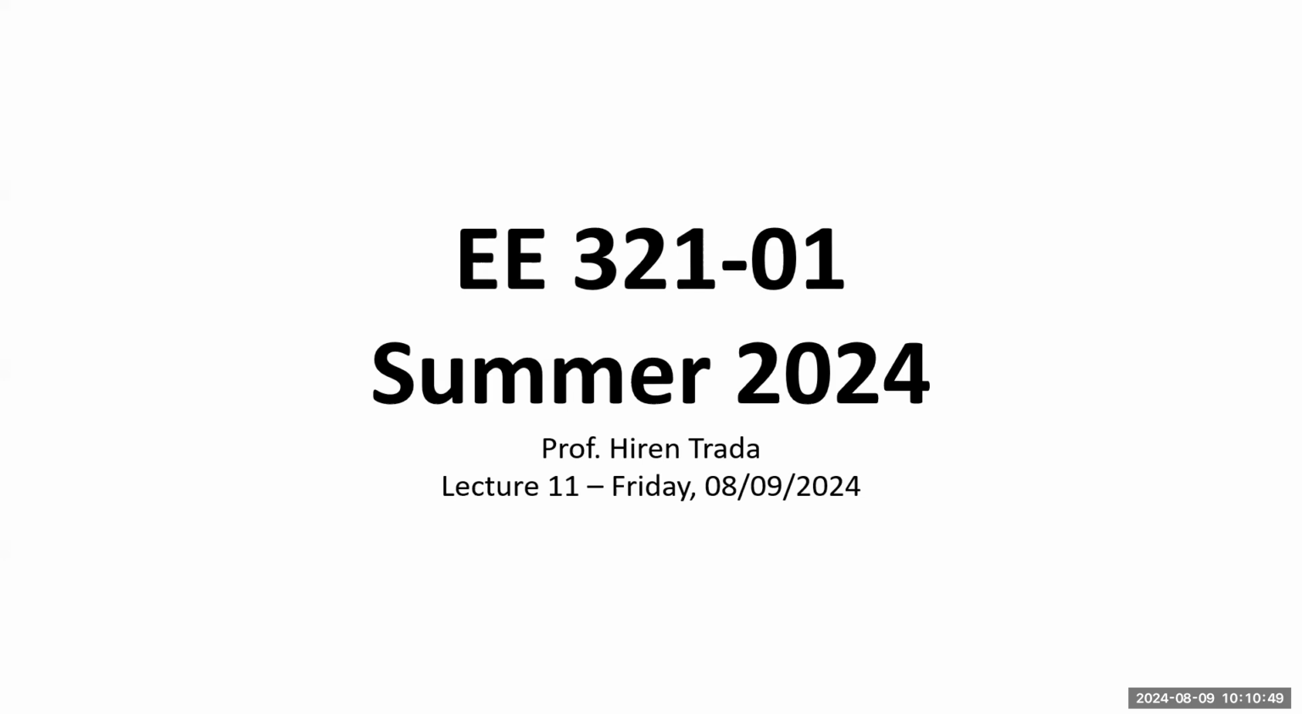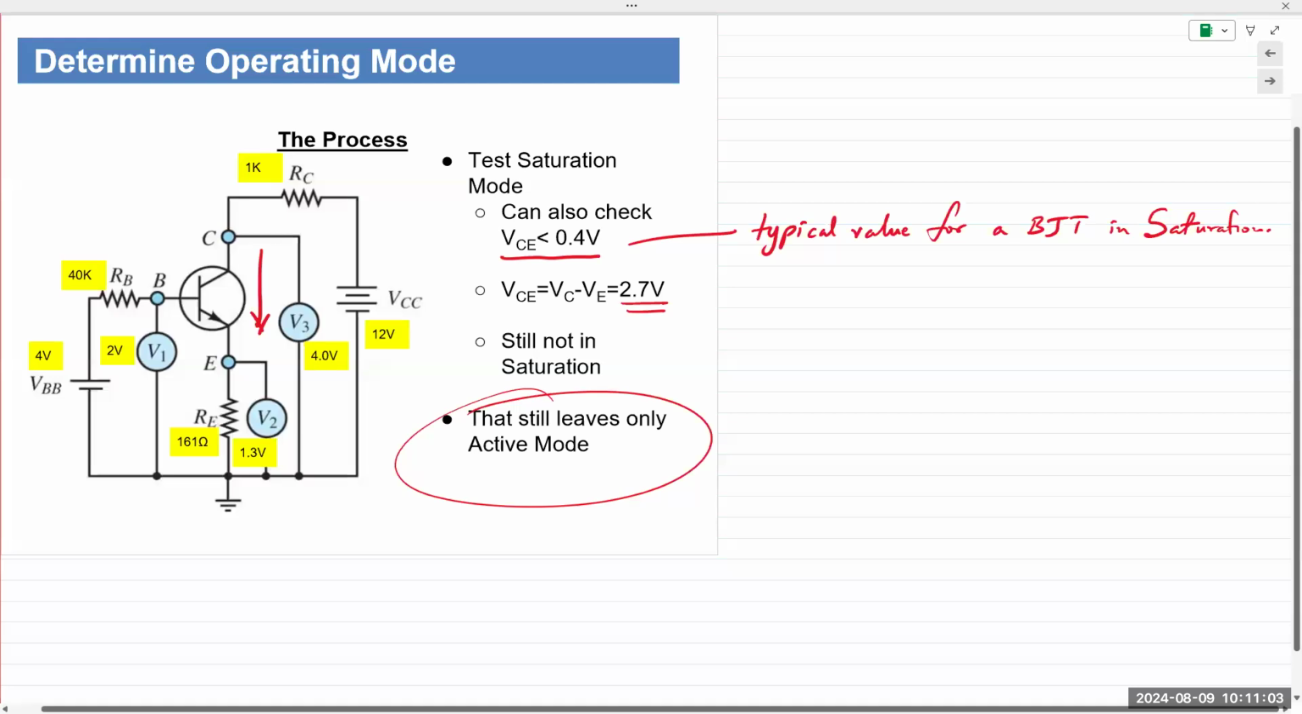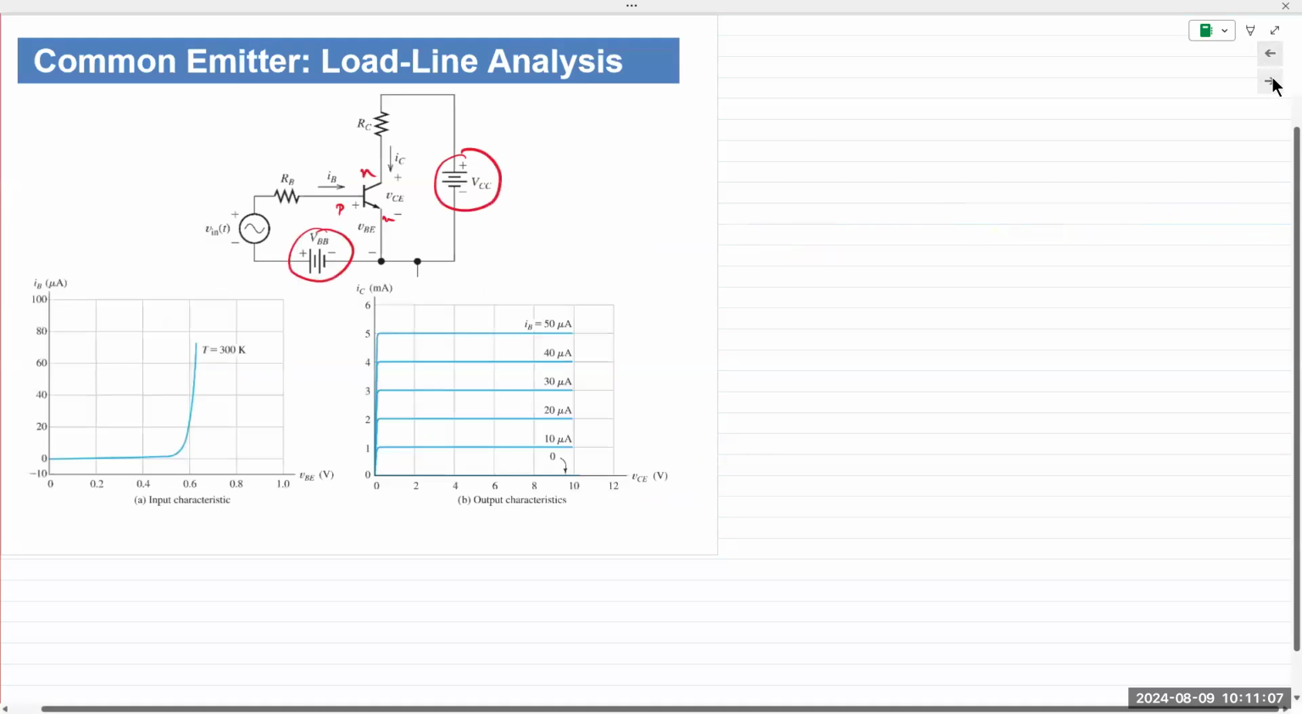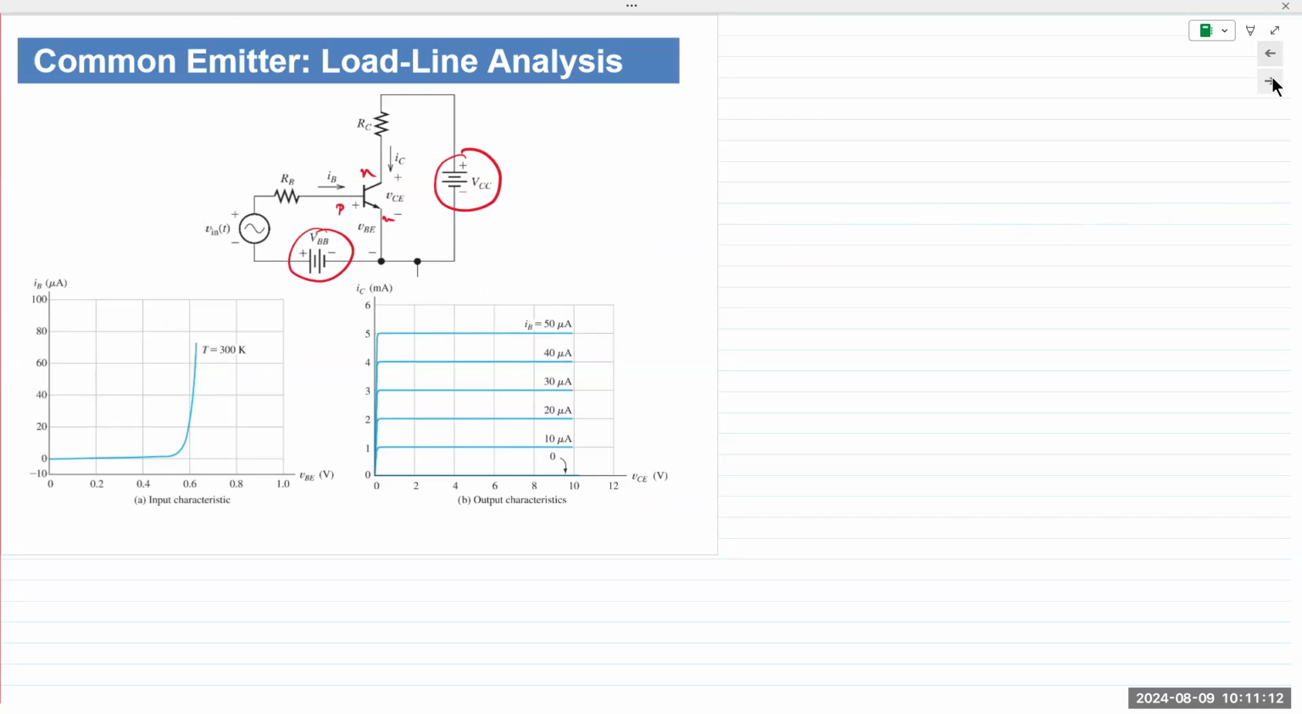Okay, good morning, everyone. Let's jump right away into our example for load line analysis of a common emitter amplifier. Okay, so we stopped here where we learned about operating modes and determination of operating modes. You have two topics remaining. One is the common emitter amplifier, and the other one after that is a fixed bias voltage divider fixed bias amplifier.